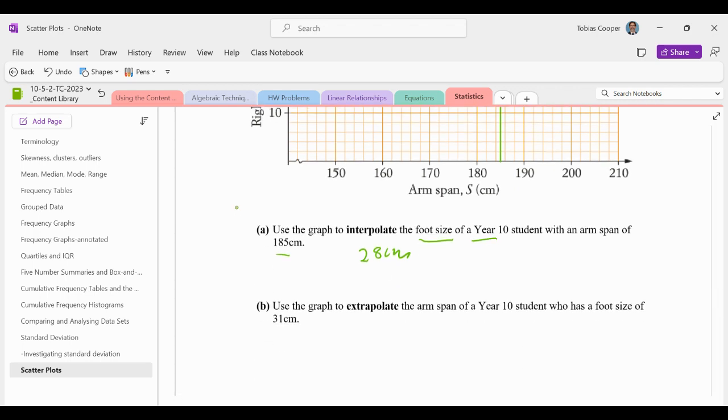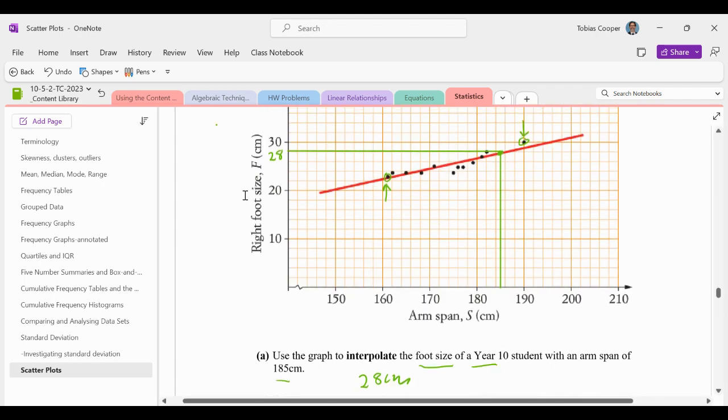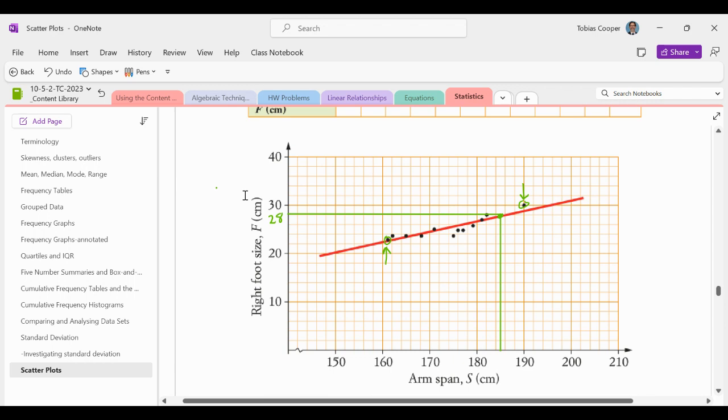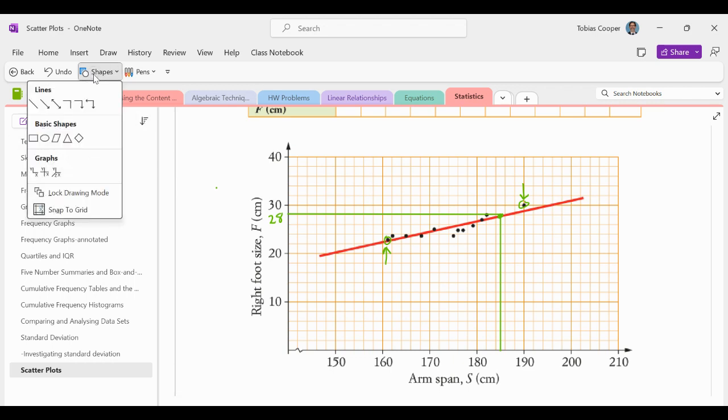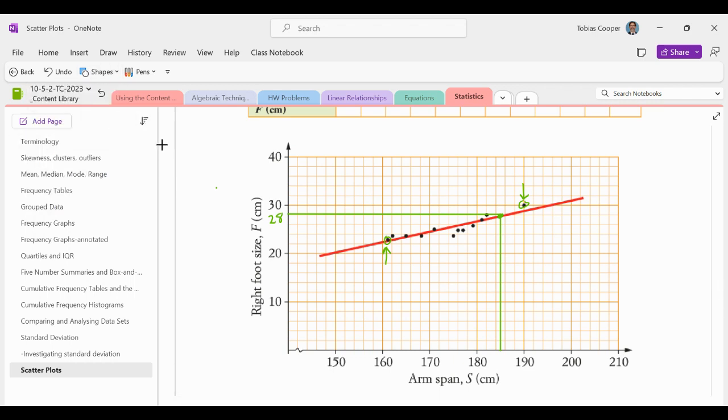Next question says, use the graph to extrapolate the arm span of a Year 10 student with a foot size of 31 centimetres. So we're going to go to 31 now. Let's have a look at that. We'll grab our line again. So we go to 31. 31 will be around about here. Okay. And we're going to go all the way along there, a little bit high.